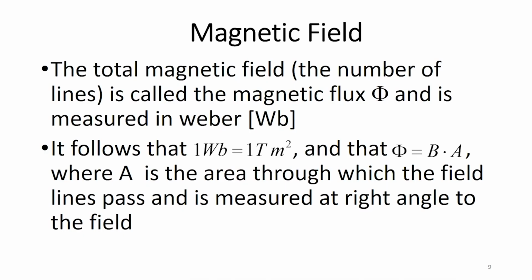The total magnetic field, the number of lines, is called the magnetic flux phi and is measured in Weber. We designate it with the letters Wb. It follows that 1 Weber equals 1 Tesla times square meter, and that phi equals B times A, where A is the area through which the field lines pass and is measured at right angle to the field.